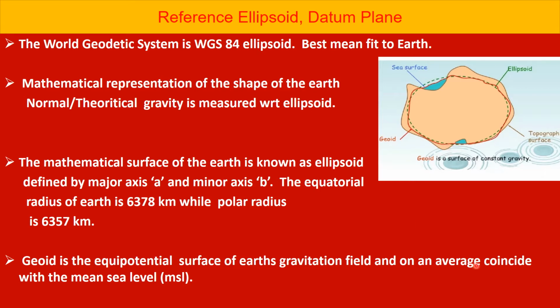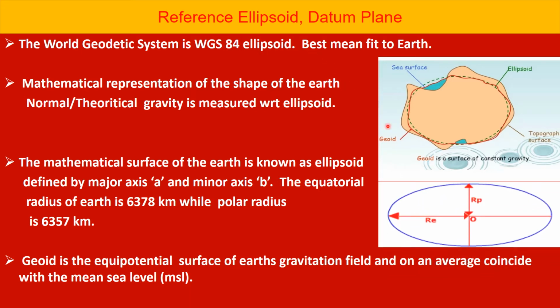The geoid on average coincides with the mean sea level, MSL. All the gravity values are measured with respect to, or have to be reduced to, a common datum level, that is our geoid. The reference ellipsoid is very important for the Earth's normal gravity, or the theoretical gravity formula, which has to be subtracted from the observed gravity to obtain our gravity anomalies. In that way, the ellipsoid and geoid are extremely important.